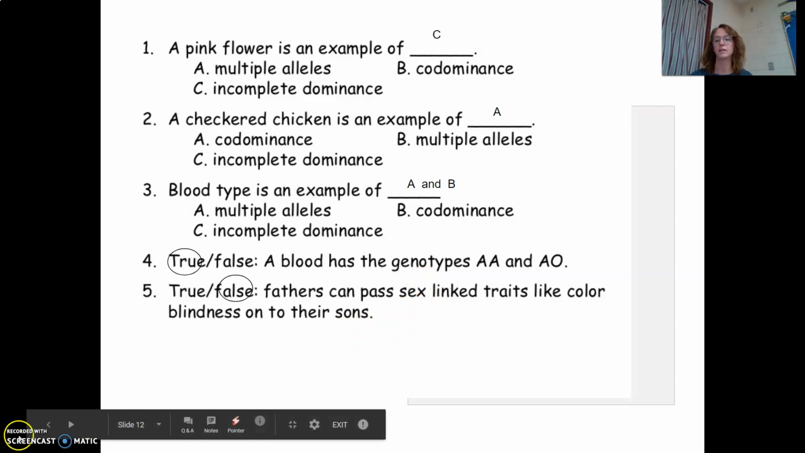All right, that's it. We have one more thing, sorry, in this unit. We're going to look at family trees, and then we are done.